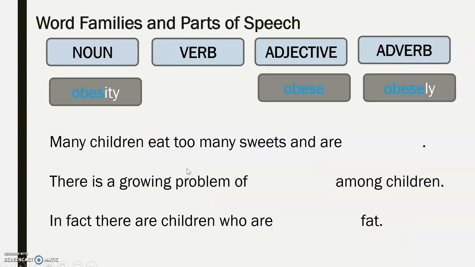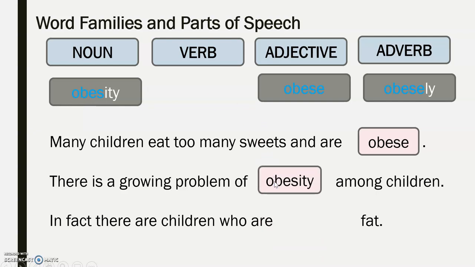And let's look at the last one. Many children eat too many sweets and are something. So we have to describe the children, so are obese. There's a growing problem of. After of, we're going to have a noun, obesity. In fact, there are children who are obesely fat. So if we remember the word obesity and we see the word obesely or obese, and we remember obesity has something about being very, very fat, it helps us to understand the meaning.